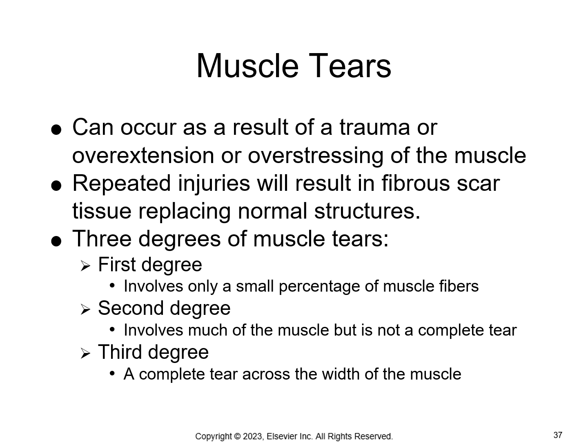It involves a lot of the muscle, but it's not a complete tear. The pain can be severe, and the muscle is partially contracted with loss of strength and range of motion. In a third-degree tear, we have a complete tear across the width of the muscle, and the muscle is not able to contract. Internal bleeding can occur, and surgery may be required in order for it to heal properly.